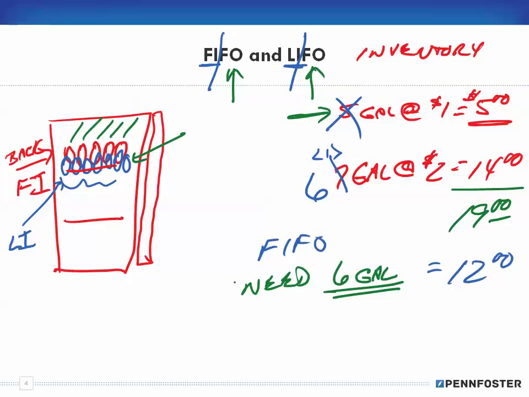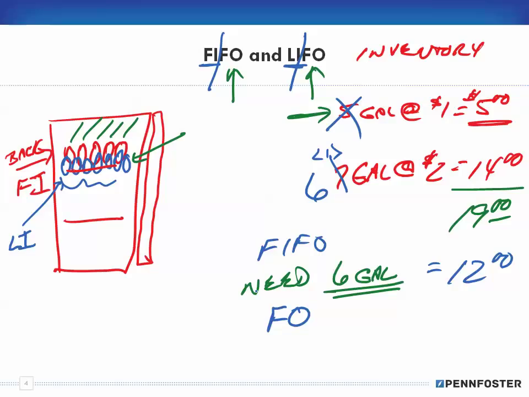Okay, let me repeat that again. First ones in are the first ones we're taking out. When we need 6 gallons, they're the first out. Well, which ones are we going to take out first? The first ones in. That's why it's FIFO. So the first ones in were the ones in the back. They're the ones I'm going to remove, and then I keep on removing from the front.